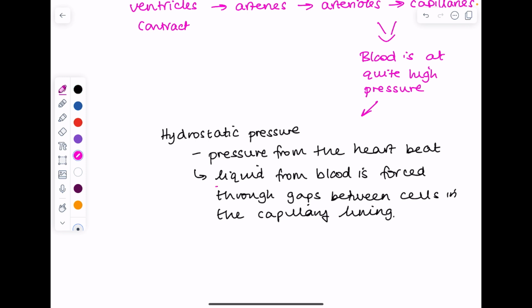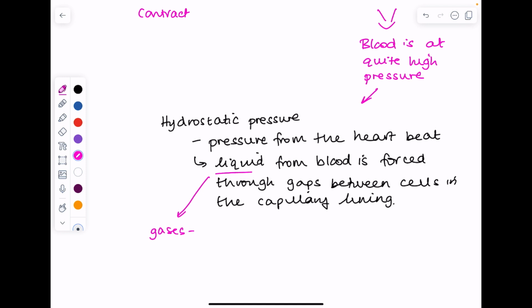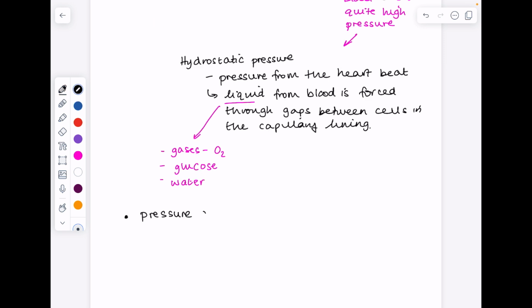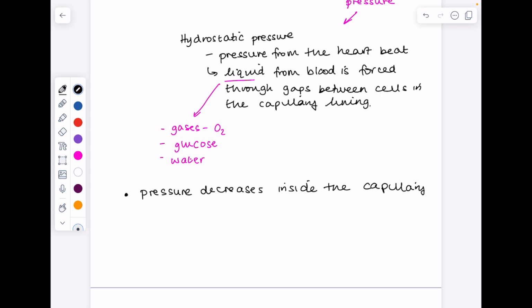And what will that liquid contain? Gases such as oxygen, various nutrients like glucose, as well as water from the plasma. And then if you think about it, because we force so much fluid out of the capillaries, as a result the pressure decreases inside the capillary due to the loss of this liquid. This has a knock-on effect of meaning that lots of tissue fluid can return to the capillary, this time at the venous end of the capillary, by osmosis.